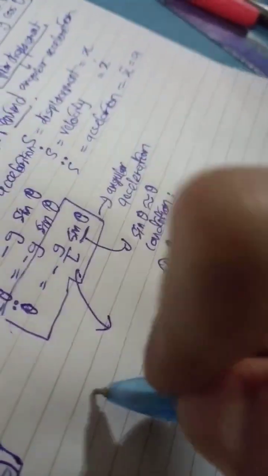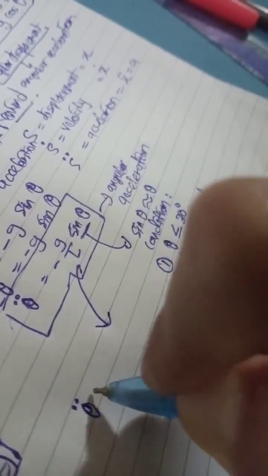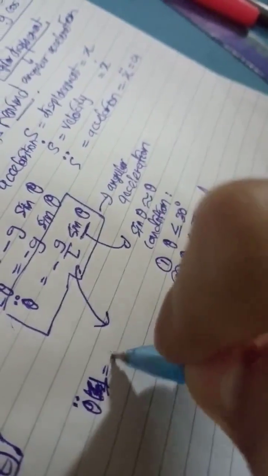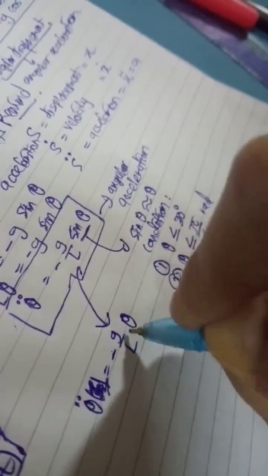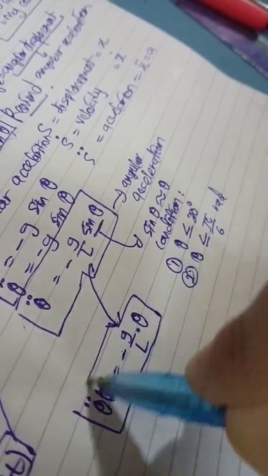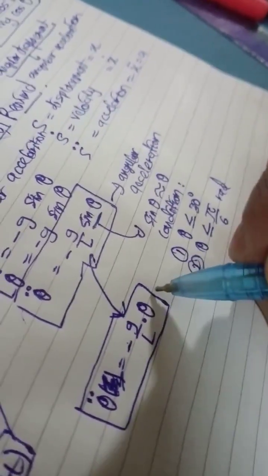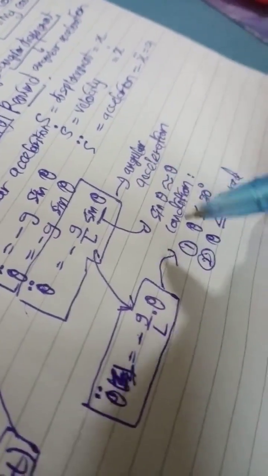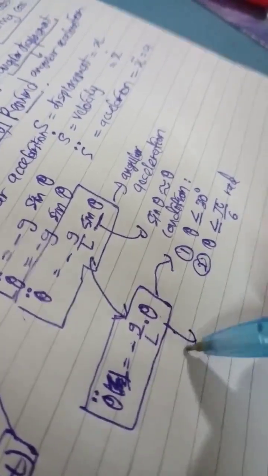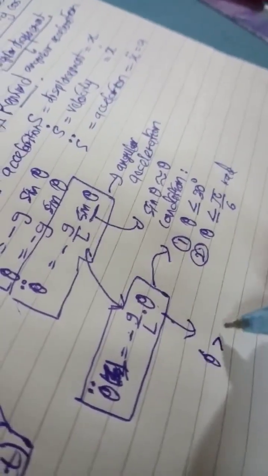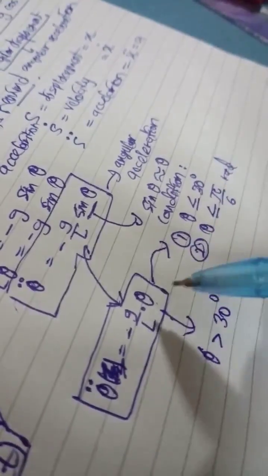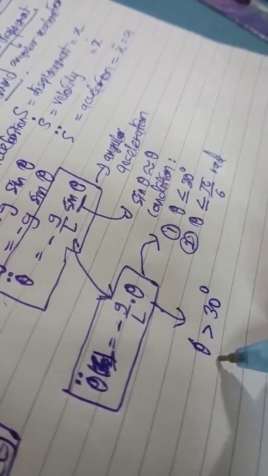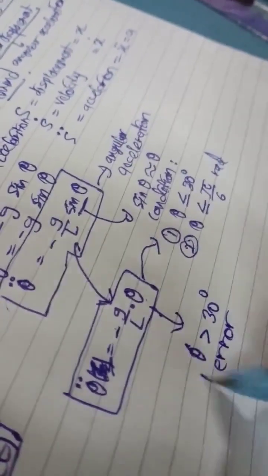apply this new equation, which is theta double dot is equal to negative g over L theta. Sorry, you don't have to put t here. This equation can only be applied when theta is less than or equal to 30. You cannot use this formula if theta is more than 30, because when you use this formula when theta is more than 30, the calculation will be in error.